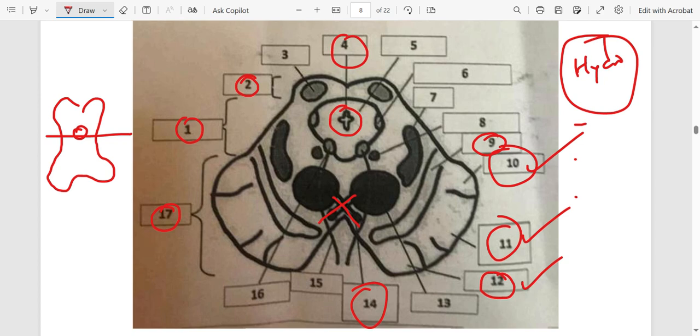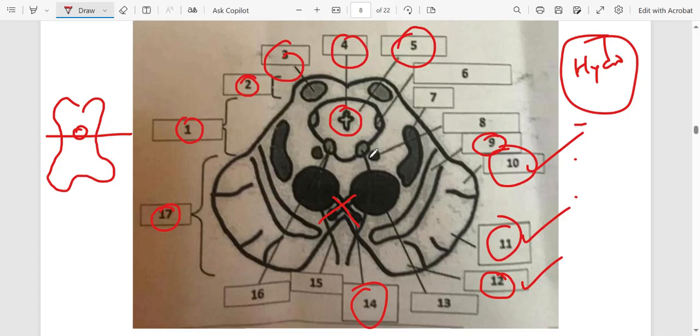Structure number 3, that's what we call the superior colliculi at this point. Okay, this one. And then we have got the area around the cerebral aqueduct of Sylvius. We call it the periaqueductal gray, the area that is surrounding the cerebral aqueduct of Sylvius. Okay.